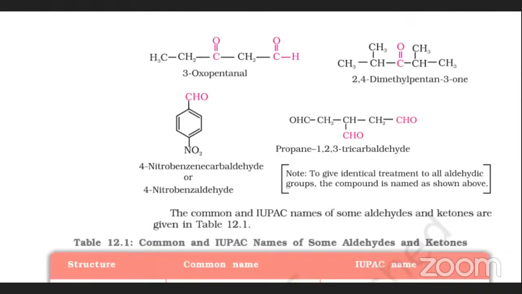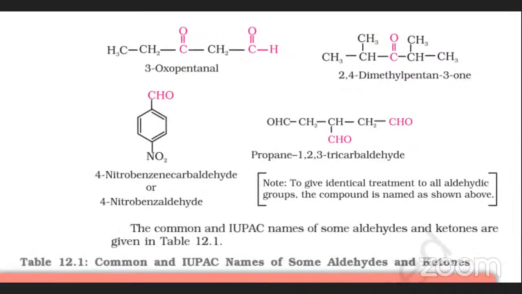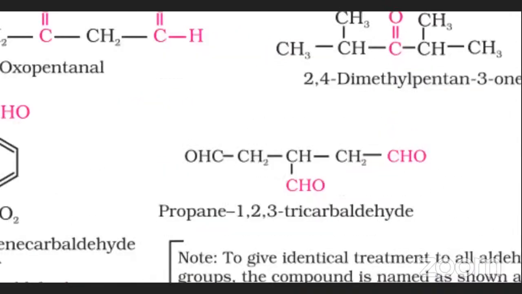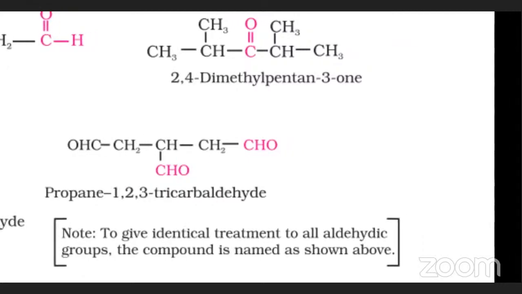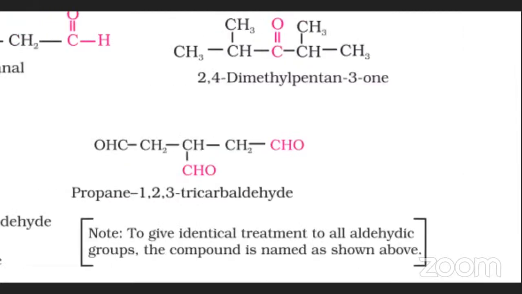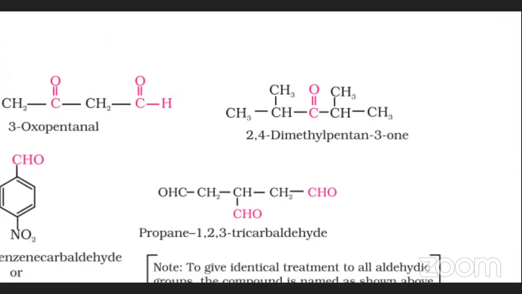Now observe the next compound. It has three carbons, which is propane, and three aldehyde groups attached to the three carbons: one on the left, one on the right, and the middle carbon also has an aldehyde group. Every carbon has one aldehyde group, at positions 1, 2 and 3. How many aldehydes are there? Three, so tricarbaldehyde.